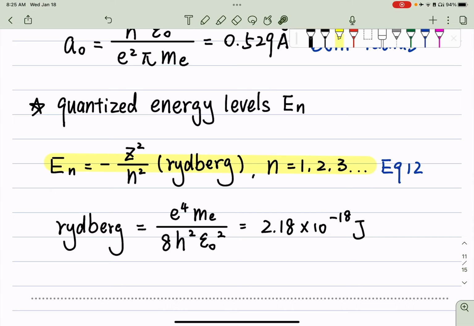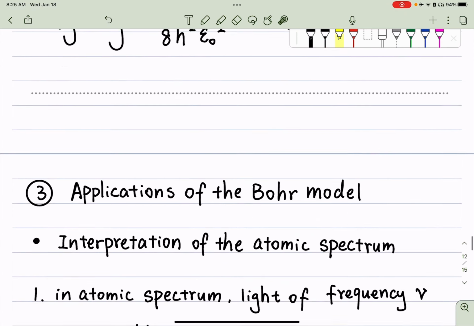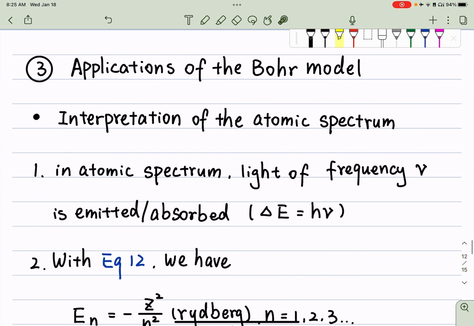All right, so now we have the mathematical equation. How are we going to use our Bohr model? The first and most obvious application of the Bohr model is to interpret the atomic spectrum. Remember when we talk about atomic spectrum, light of frequency nu is emitted or absorbed. So delta E equals h nu, or the energy of the photon equals h nu.